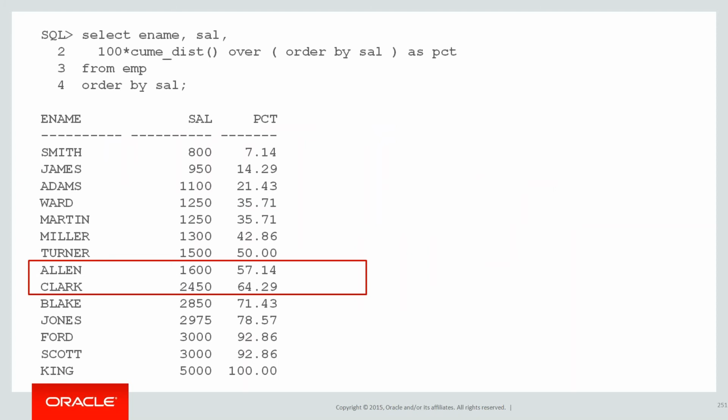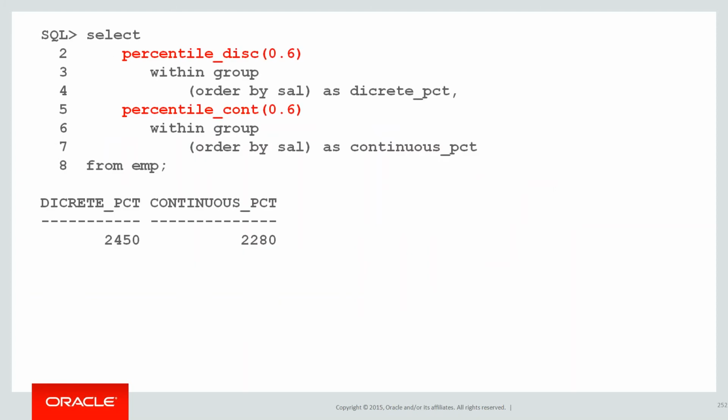We might choose that. Well, we've got functions to do that. We've got percentile discrete and percentile contiguous. So I can actually get what are the salaries at the 60th percentile, either discrete, which is the first person above 60, or continuous, which is the average of the two that span 60. So that's like inverse analytics.